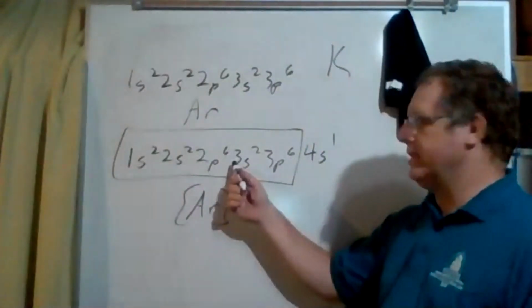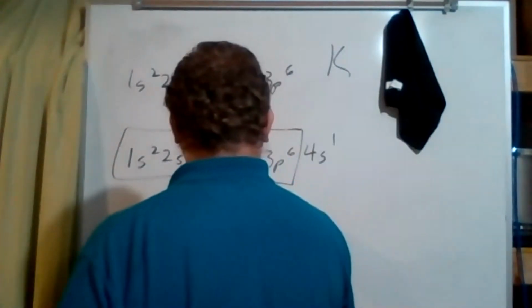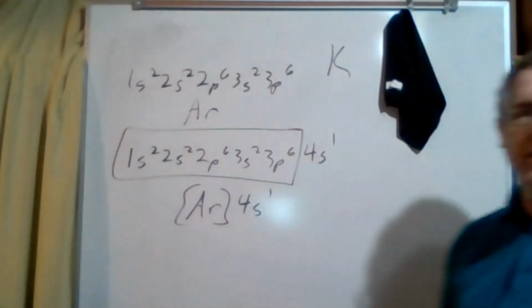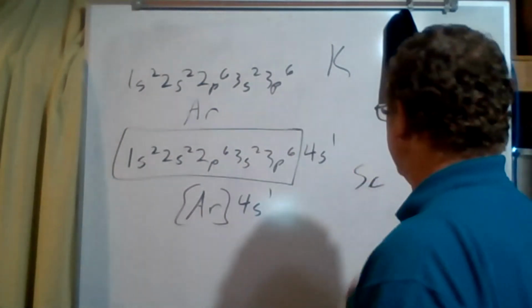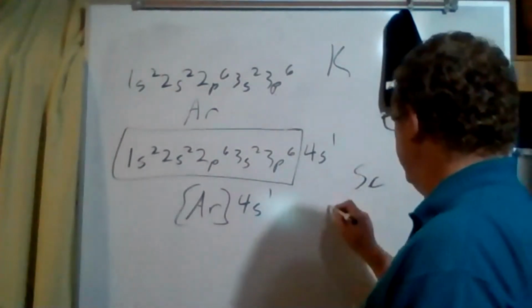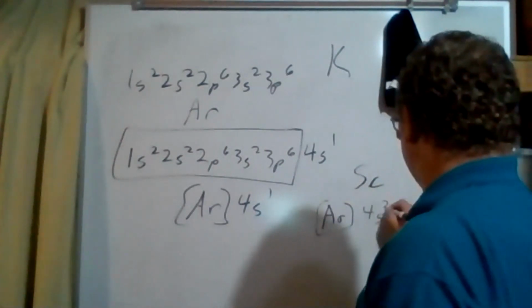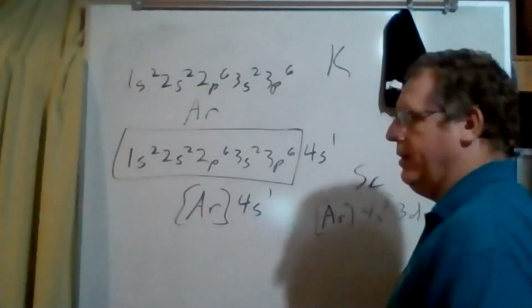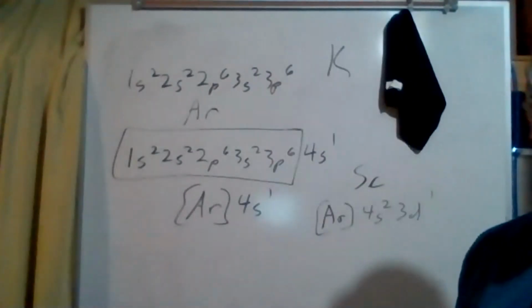And I know you think, oh, that's the argon. No, it's still there. It's still there. 4s1. Okay? Now, when I get to something like scandium, I am going to actually fill this, and I'm going to get argon 4s2, 3d1. We can continue this way.